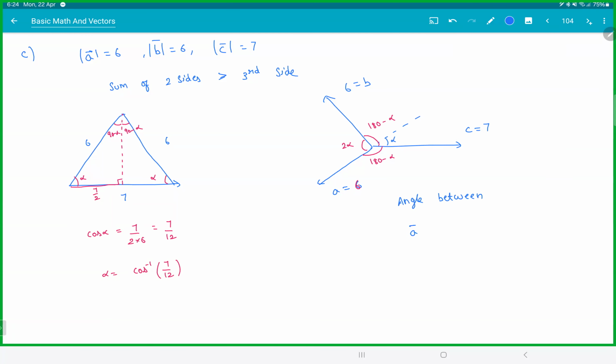So the angle between A bar and C bar is 180 minus alpha. The angle between B bar and C bar is also 180 minus alpha. The angle between A bar and B bar is 2 alpha. The maximum value is when all of them add in the same direction, which is 6 plus 6 plus 7, 19. Minimum is 0. Is everyone clear with the angle?